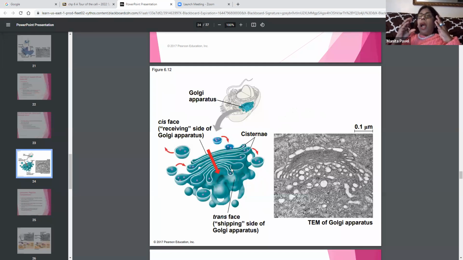Now, the Golgi apparatus is going to perform four functions. It's going to collect, it's going to modify, it's going to package, and then it's going to distribute or sort. So, as we see in the Golgi complex, you have two sides. You have a cis side, which is the receiving side of the Golgi apparatus. And then you have the transport side, which is the shipping side called the trans side. So cis is receiving and trans is shipping or sorting out. This is the TEM of the Golgi apparatus.